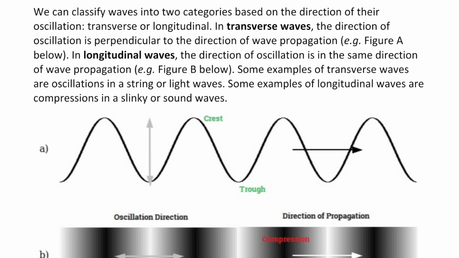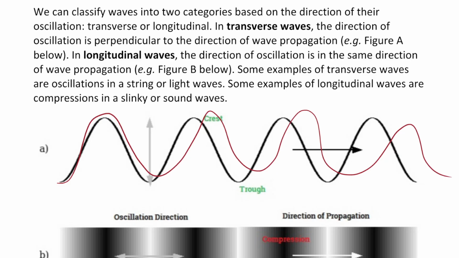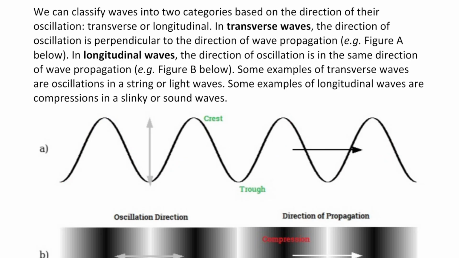So there's two types of waves, mainly. We have transverse waves, which move up and down. So the direction of the oscillation, which is up and down here, is perpendicular to the direction of motion, which is left and right. So obviously an up arrow is perpendicular to a right arrow, meaning that they form a 90-degree angle. So that would be called a transverse wave.